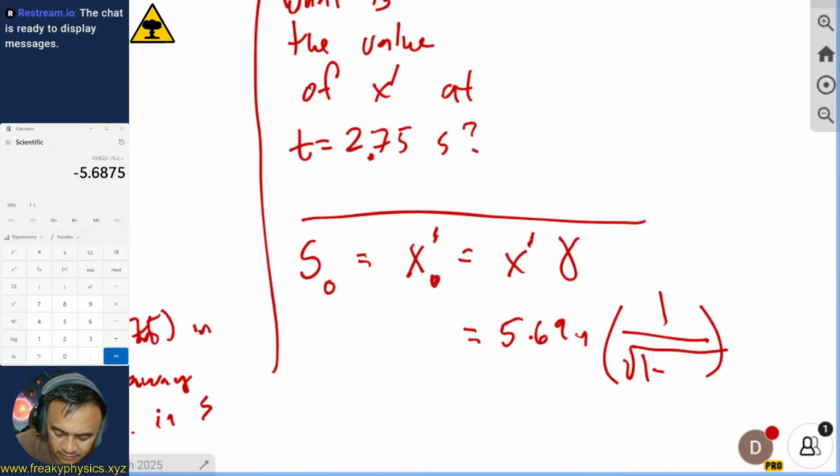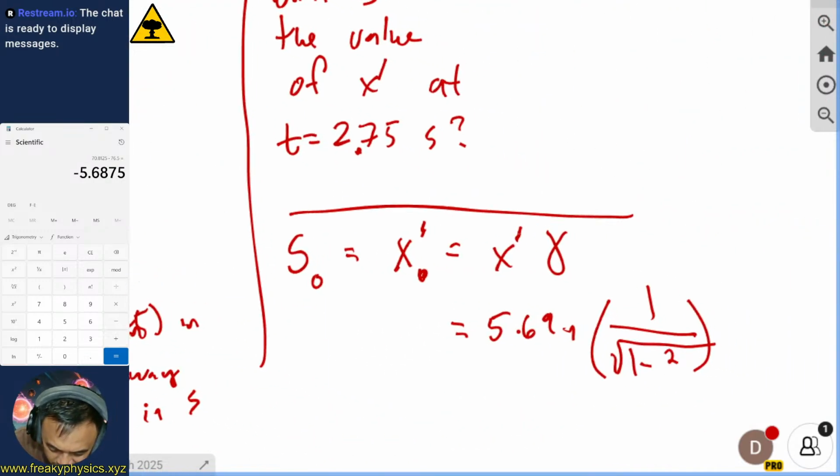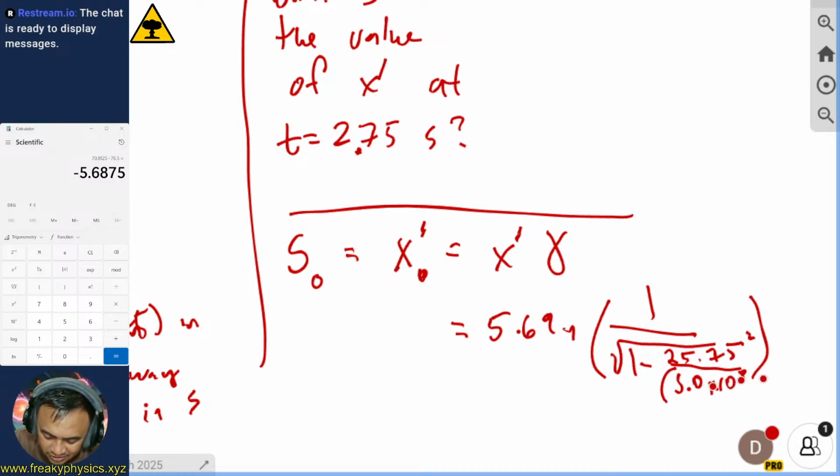25.75. Okay, but look here, 25.75. Let's remove the bracket here. If you compare that to c, we're going to square that, but c is 3.0 times 10 to the 8, and then you're going to square that further, right? So just imagine this is 10 to the 1, that's 10 to the 8. That basically gives you 10 to the 7 in the denominator, right?